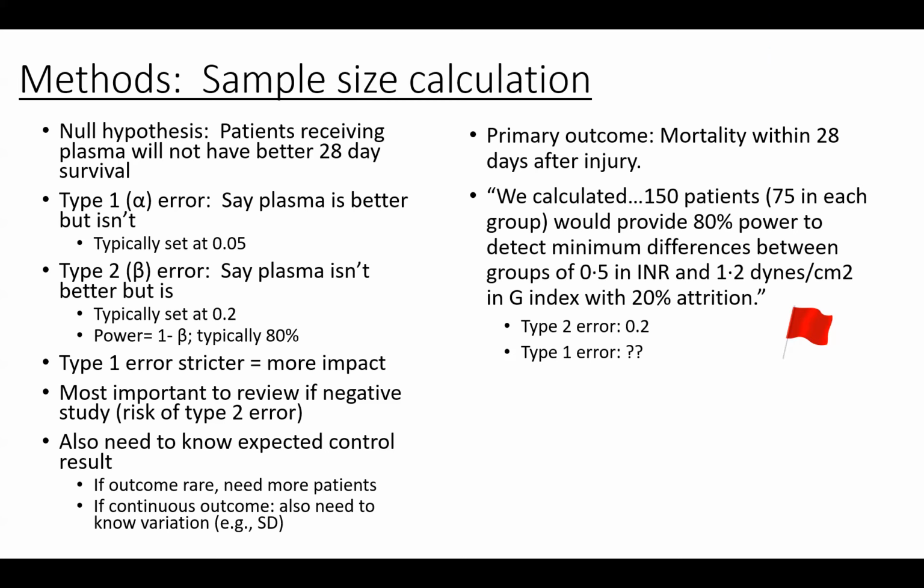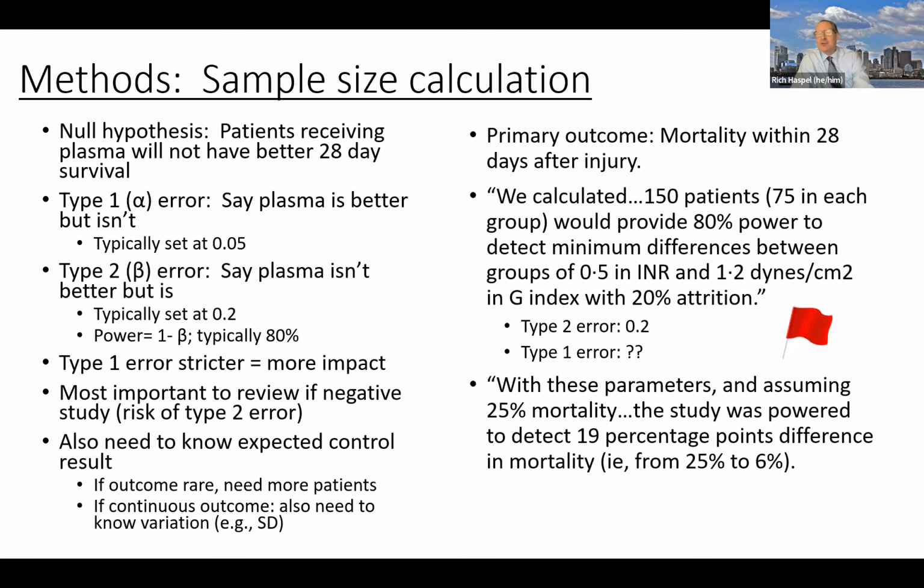Also, while they mentioned the type 2 error, I had a lot of trouble. I couldn't find the type 1 error that they mentioned. And then they do say with these parameters and assuming 25% mortality, the study was powered to detect a 19 percentage point difference in mortality. So I can't even figure out how they translated this. I think the way it's described in the methods is pretty darn poor. But one thing you can say is 19 percentage points is pretty big. I'd be okay if there was a 10 percentage point difference in mortality. So you could argue up front this study was underpowered, so if they got a negative result, it was underpowered to detect that result.